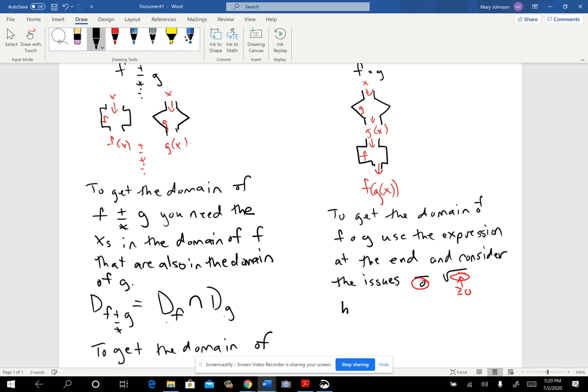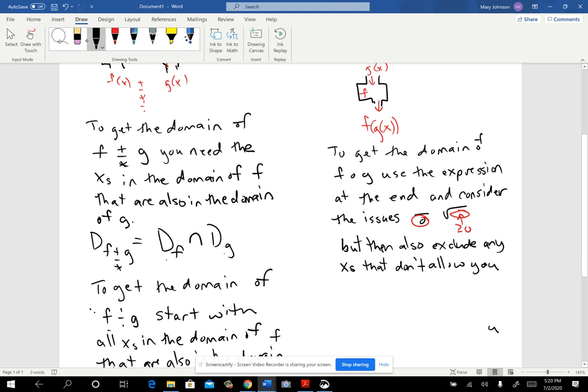Okay. But then, to get the domain of f composed with g, use the expression at the end and consider the issues. Do you have denominators? Do you have any radicals? Exclude what you need to there. But then also exclude any x's that don't allow you to get through the first function.